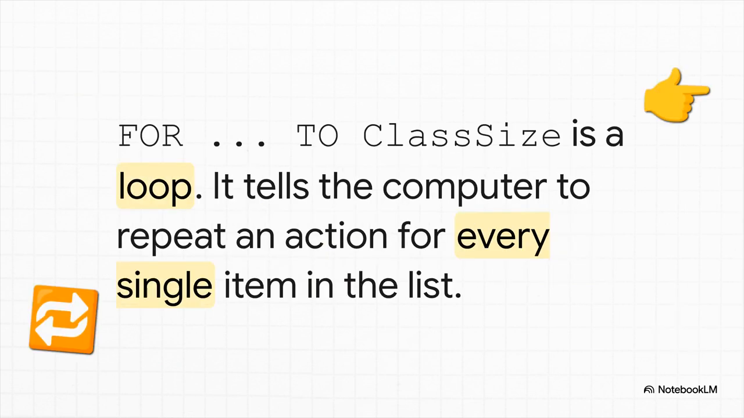Okay, next up, the recipe says for counter 1 to class size. This is what we call a loop. It's basically the computer's way of saying, all right, for every single test in this pile, from the very first one to the very last one, I need you to do the following action. It's just a way to make sure we don't miss a single one.